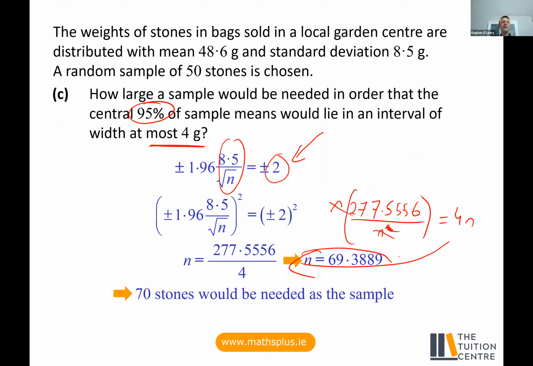And that would mean that if there are 70 stones, the actual width would be just slightly less than the 4 grams, the total width of the interval. And if you calculate that interval for yourself, you will see that that is correct. It'll just be slightly less than 4 grams if you use a sample size of 70 stones. So you might need to think about that one a few times before you're totally confident with it. But we need to have a couple of curveballs in there, and that was one.